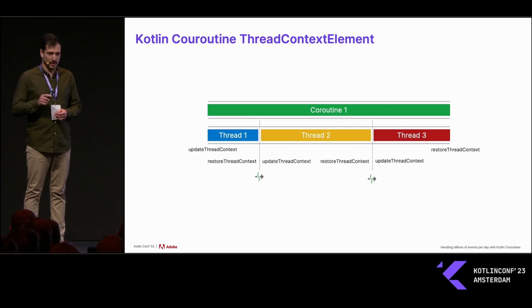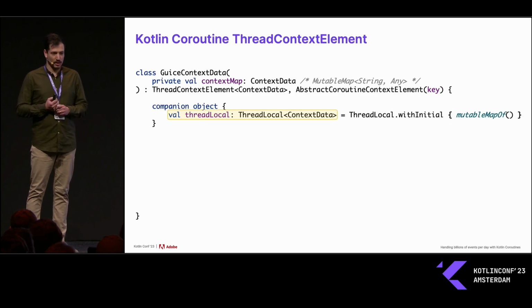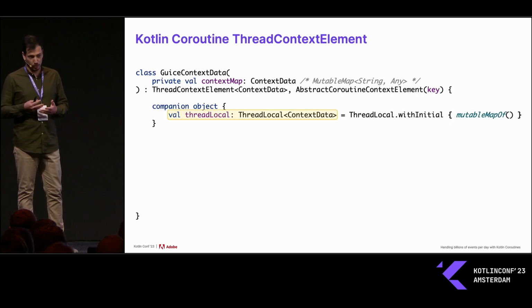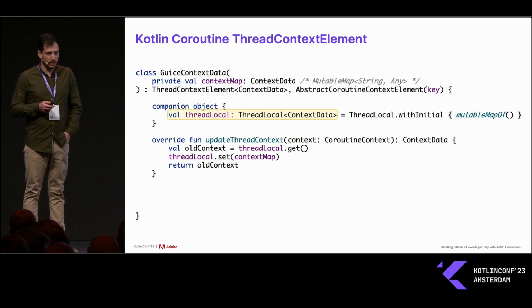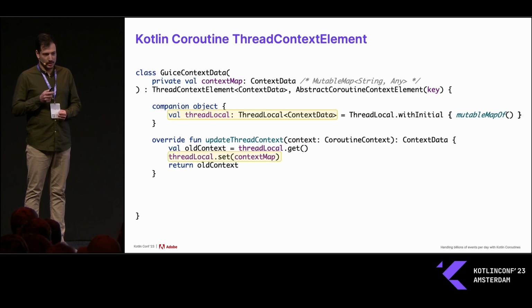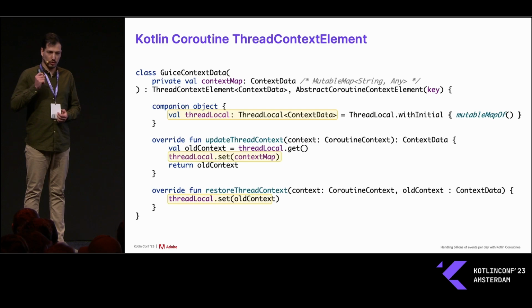And Kotlin Coroutines provide such a mechanism via the thread context element. So we implemented a class that extends this mechanism, and will be leveraging also a thread local variable that will be populated and cleaned up on every thread where the coroutine will run. And the two methods that we need to implement are the updated context, in which we retrieve the whole context and return it so that we'll be able to restore it later on the cleanup phase, and we are setting our own context. And in the restore thread context, we just set the old context we returned previously.